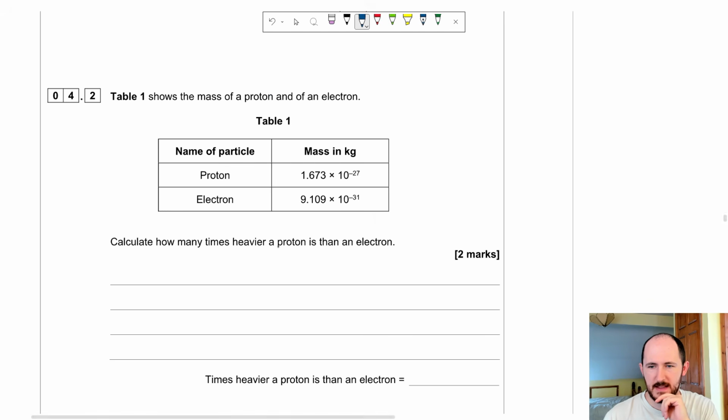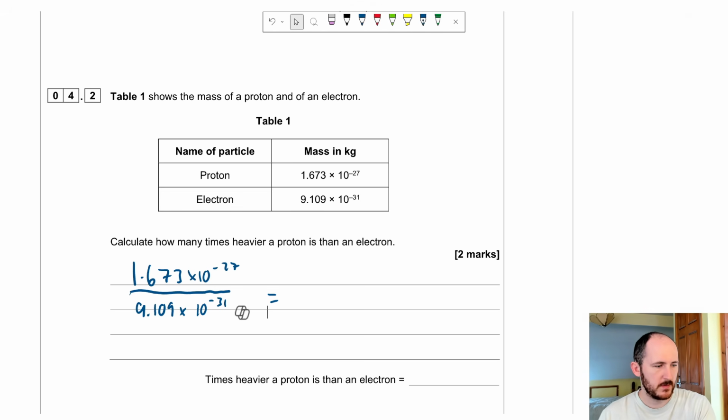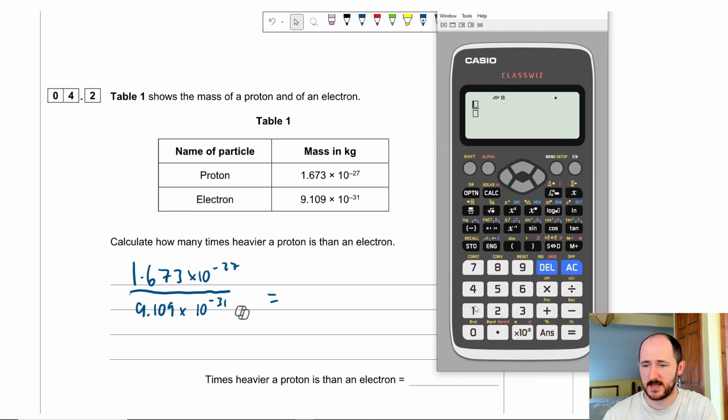Calculate how many times heavier a proton is than an electron. So that means it's proton divided by electron, because proton comes first. So we're just dividing those two numbers. We should probably write down the calculation we're going to put on our calculator, just because we can kind of guarantee that we at least get a method mark in case something weird happens with our calculator. Some students' calculators are a bit cheaply made and they just don't give the right answer sometimes, especially with standard form. Maybe you enter it a bit wrong.